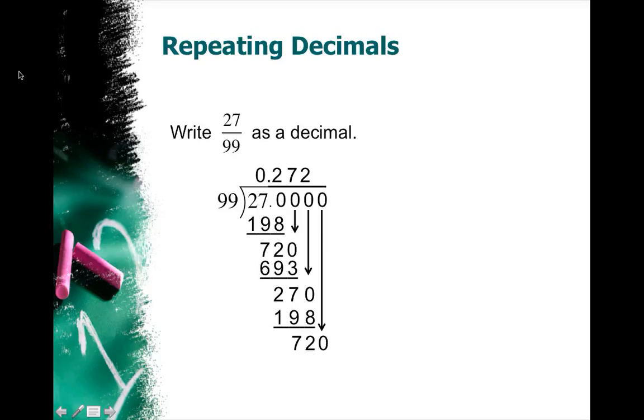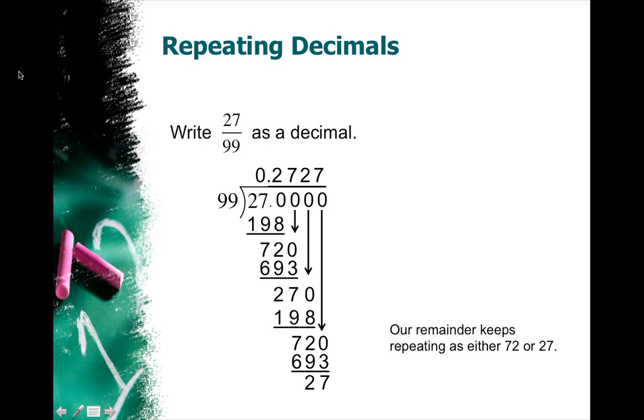99 goes into 720 7 times. It's the same as we found earlier in this problem. 7 times 99 is 693. I subtract, I get a remainder of 27 again. You should see a pattern here. We're either getting a remainder of 72 or a remainder of 27, and those remainders keep repeating.